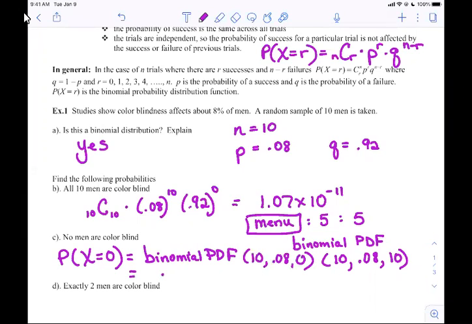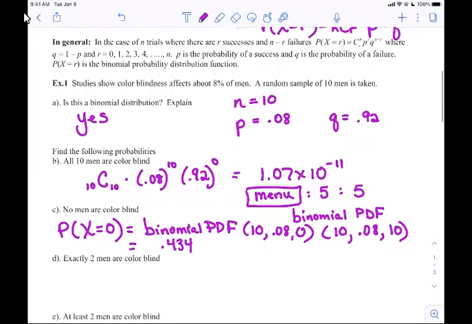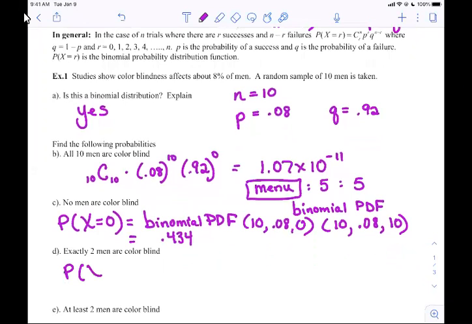I got 0.434. You getting that? For those of you with your calculators, good. All right, then if I want exactly 2 men to be colorblind, do you understand that in these first two, if they were all colorblind, it's 0.08 times 0.08 times 0.08, and if none of them, that's 0.92 times 0.92 times 0.92.